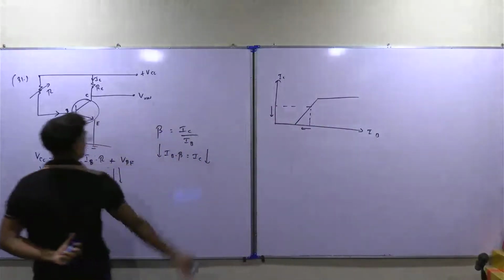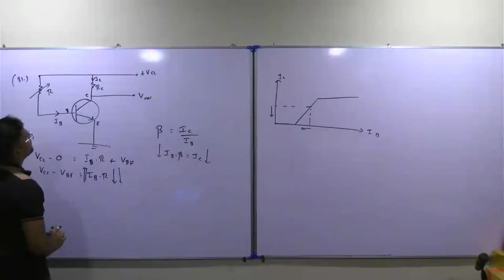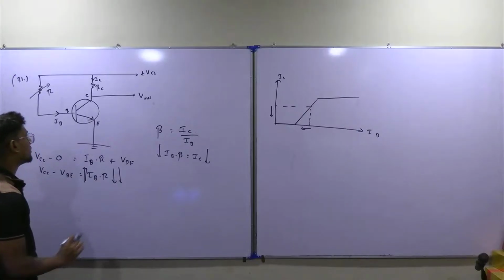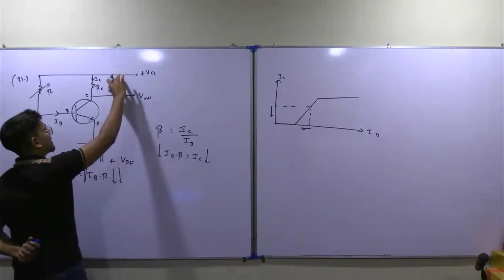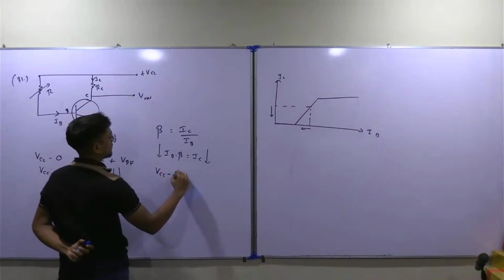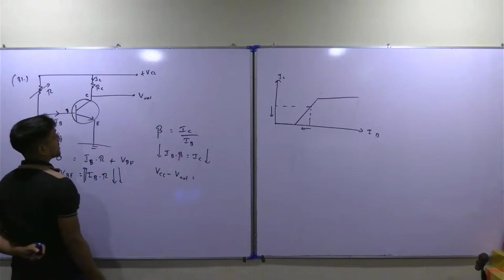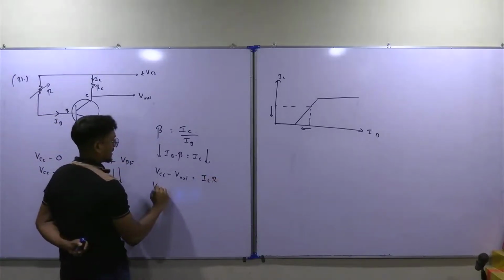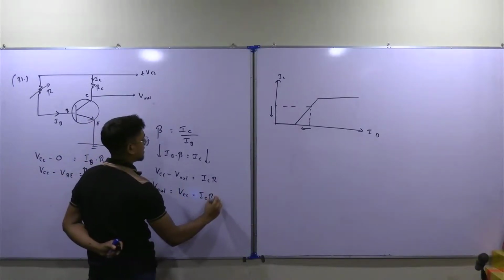Then again, what can you say about the output voltage? How to find the output voltage? VCE is the output voltage, right? Now, by considering these two, you can write VCC minus V out, the voltage at this point minus the voltage at this point, is equal to IC RC. So you can write V out, the output voltage, is VCC minus IC RC.